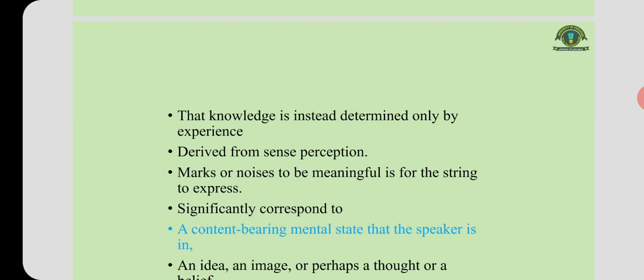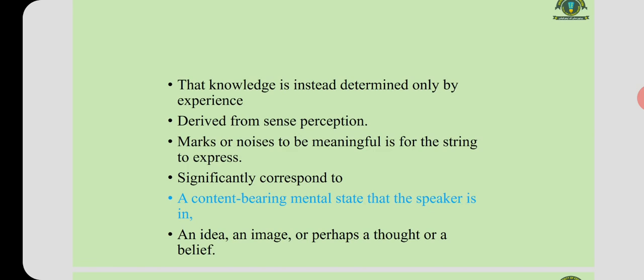Knowledge is instead determined only by experience. Knowledge is basically another name for experience, and knowledge comes from the experiences of life and other things. It is derived from sense perception, that is, what our five senses perceive from our surroundings. The things perceived from our surroundings become our ideas, and then we have speech about those ideas.